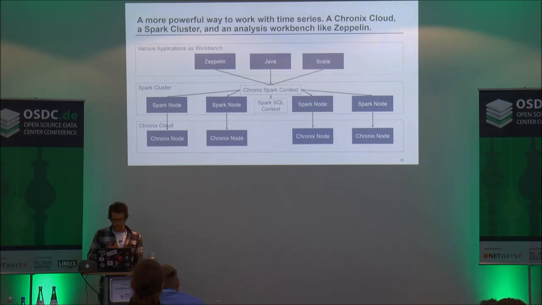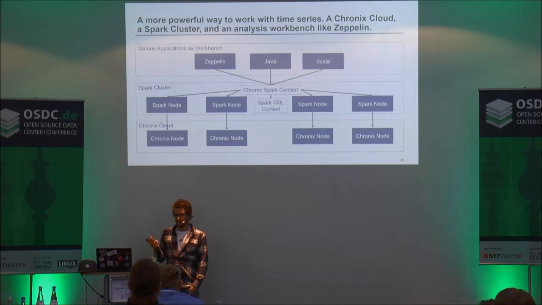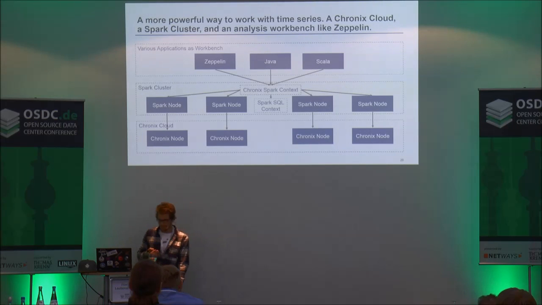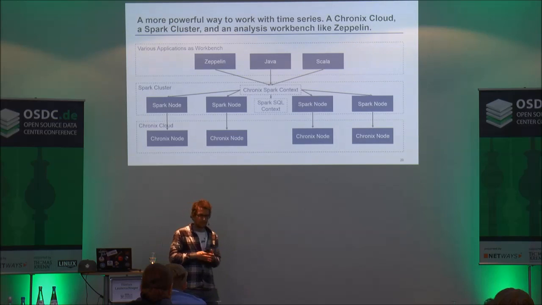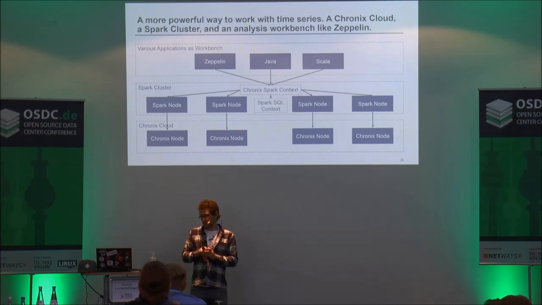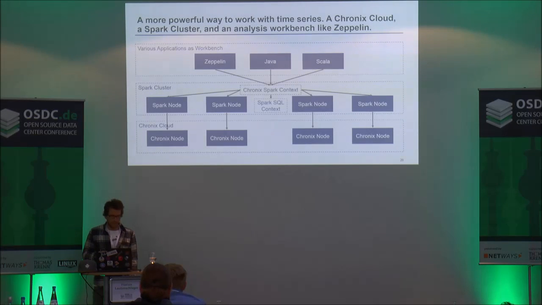So if you want a more powerful way to work with time series data, you can use a Chronix Cloud. You can use a Spark cluster and an arbitrary workbench, for example, Apache Zeppelin. And as mentioned before, Chronix is simply an Apache Solr with 3 custom plugins, so we can use the standard cluster mechanism of Apache Solr. And if you have set up a Spark cluster, you can use Chronix Spark that delivers a Chronix Spark context that connects Spark with Chronix. So you can query data out of Chronix and process it in a Spark cluster.